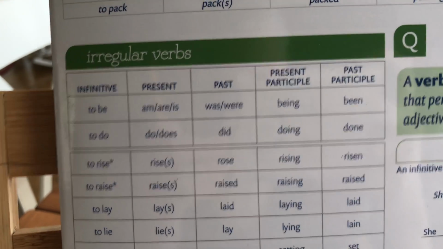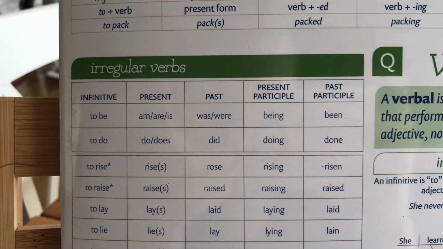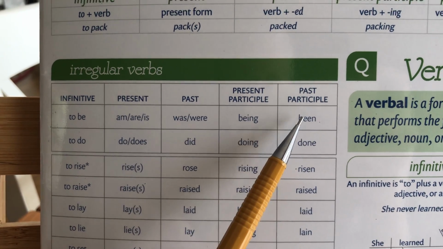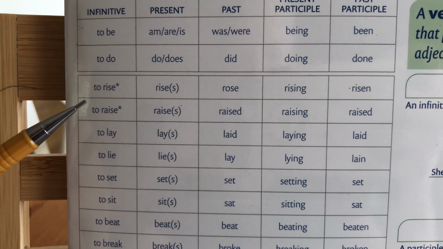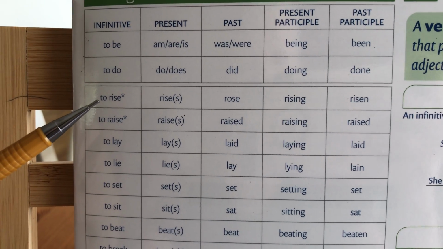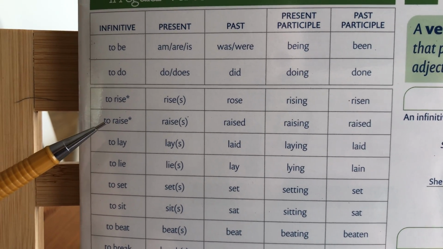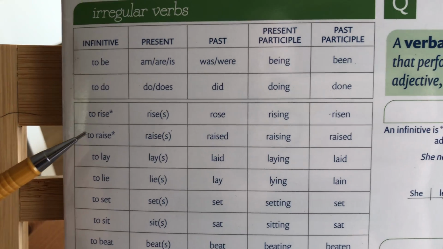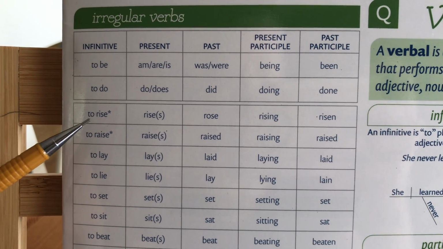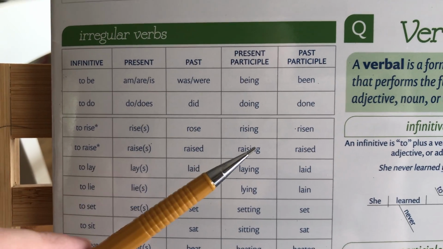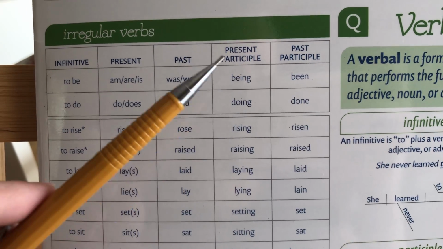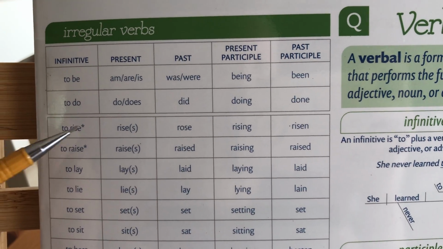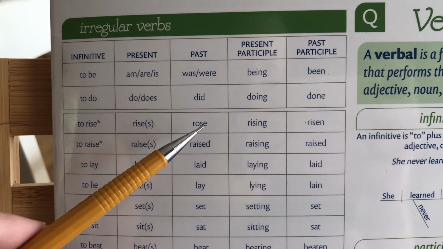To be, am, are, is, was, were, being, been. Let's look at to rise, when the sun rises, versus to raise, when you raise a window. So I would chant it like this. To rise, rise, rises, rose, rising, risen. I wouldn't say for the past tense, the sun rised, would I?